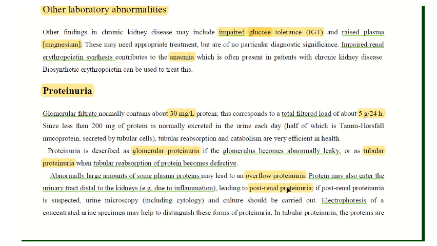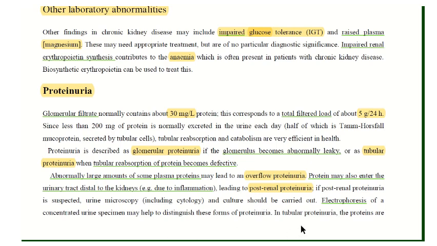If post-renal proteinuria is suspected, urine microscopy including cytology and culture should be carried out. Electrophoresis of a concentrated urine specimen may help to distinguish these forms of proteinuria. إذن electrophoresis للconcentrated urine specimen ربما تساعد لتفريق these forms of proteinuria.